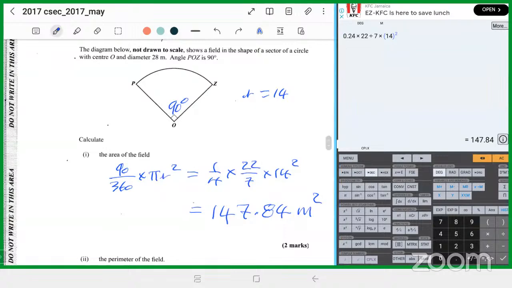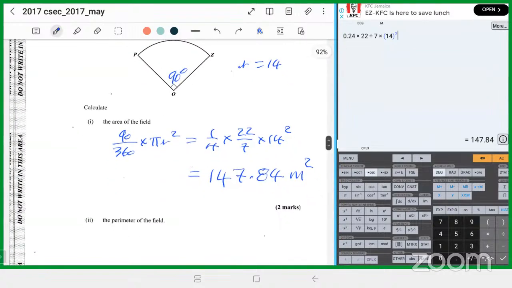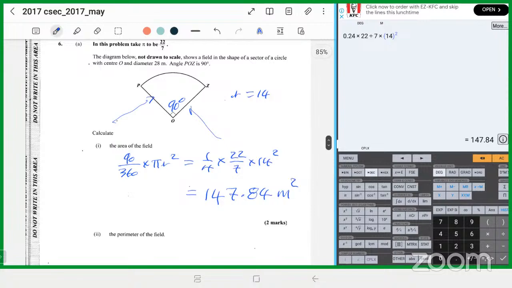Next part says the perimeter. So the perimeter is this radius plus the arc length. Perimeter is the distance around the shape. Perimeter is the 2 radii plus the arc. The arc is a fraction of a circumference. That's a quarter circle, so it's a quarter of a circumference.